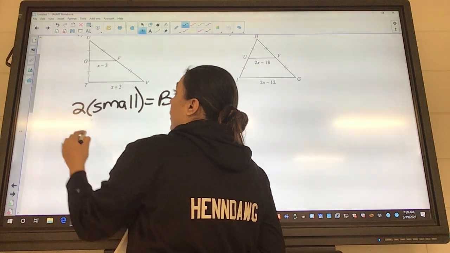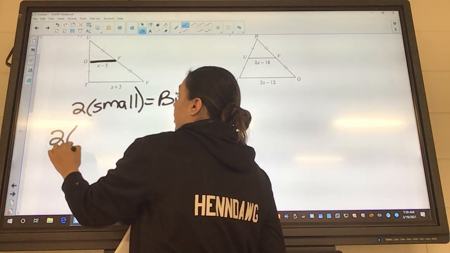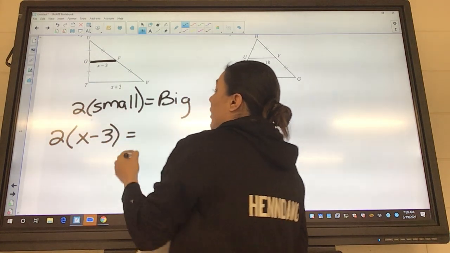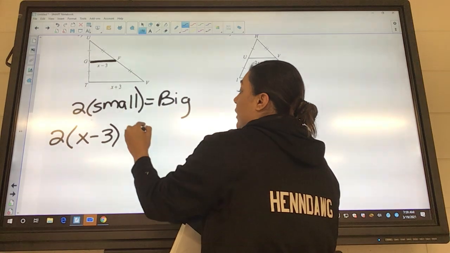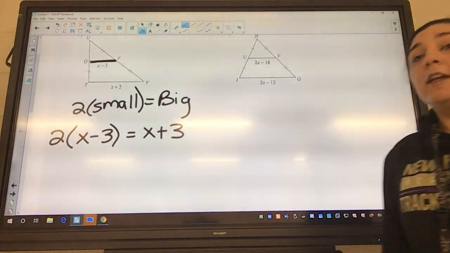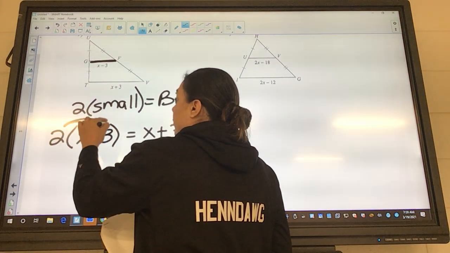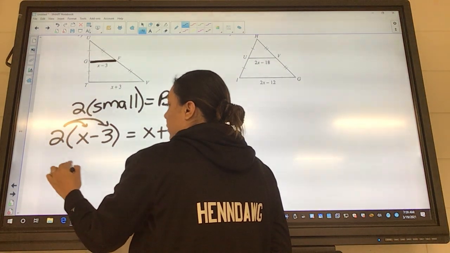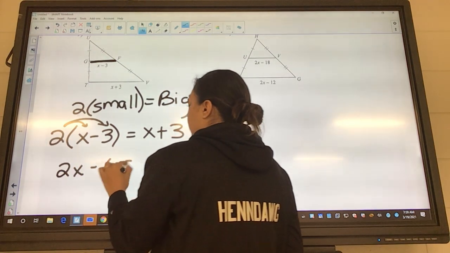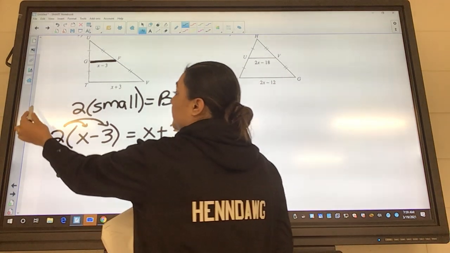Okay, so our small one is right here, and you can see that. So 2 times the small, which is x minus 3, should equal whatever the big one is. And this is our big one, x plus 3. Okay, and so the first thing that you're going to need to do is distribute. So 2 times x is going to give you 2x. 2 times negative 3 is going to be negative 6. And over here we haven't changed anything, so we got x plus 3.